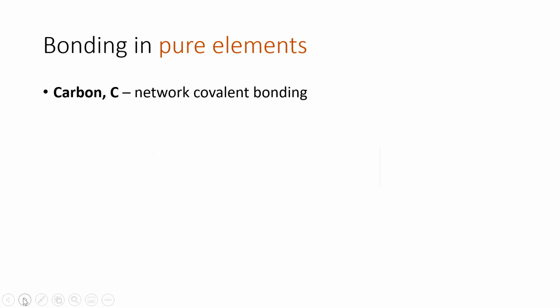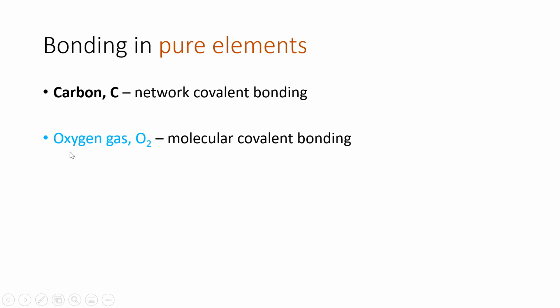And you can have bonding in a sample of a pure element. So like if you have a sample of pure carbon, those carbon atoms are going to experience network covalent bonding. If you have pure oxygen, those oxygen atoms are going to bond together in something known as molecules. So it's going to experience molecular covalent bonding. If you have pure iron, it's going to experience metallic bonding. So you can have it in pure elements.